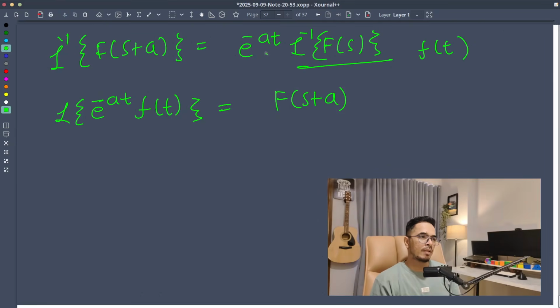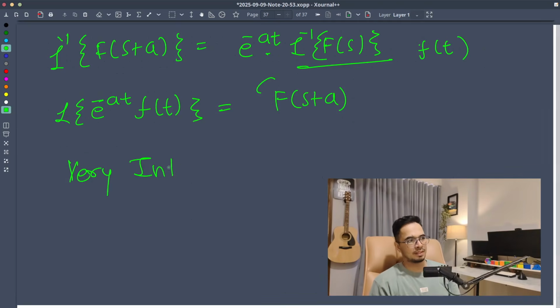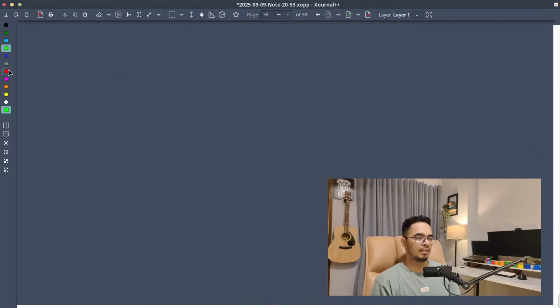Now if we look at the Laplace transform of e^(at) times f(t), the idea is F(s + a), and if we look at the inverse Laplace transform of F(s + a), we are getting e^(-at) times the inverse Laplace transform of F(s). So now let us talk about partial fractions. Let us talk about the partial fraction method, which is going to be a very important tool for us.